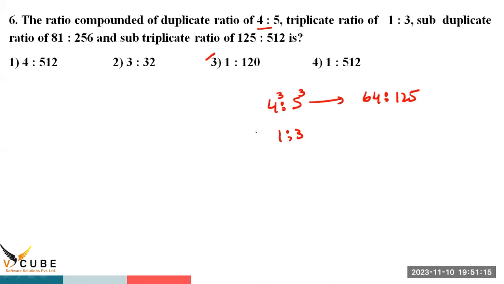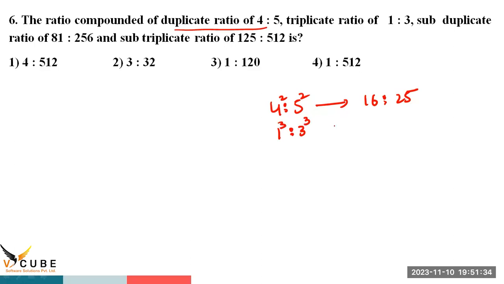Sorry, the duplicate ratio of 4 is to 5. The duplicate ratio is how much, guys? What is the formula? 4 square is to 5 square, 16 is to 25. Next, the triplicate ratio of 1 is to 3: 1 cube is to 3 cube. 1 cube is how much? 1. 3 cube is how much? 27.